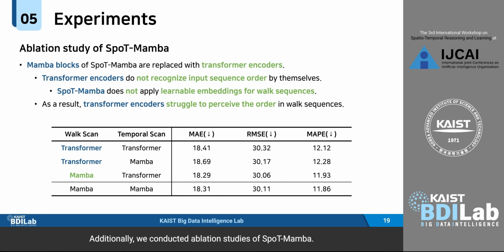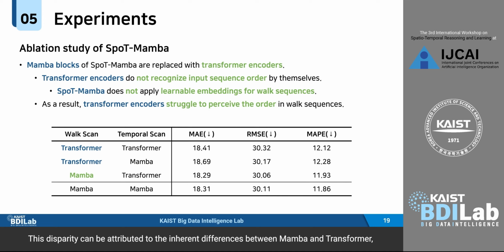Additionally, we conducted ablation studies of SpoT-Mamba. In these studies, we replaced the Mamba blocks used in the walk sequence embedding and the temporal scan with transformer encoders. The walk sequence embedding is denoted as walk scan, and the temporal scan is denoted as temporal scan. We observed differences in performance depending on which type of scan module was replaced. Specifically, when transformer encoders replaced the walk scan, the overall performance decreased. In contrast, replacing only the Mamba blocks for the temporal scan with transformer encoders had minimal impact on performance.